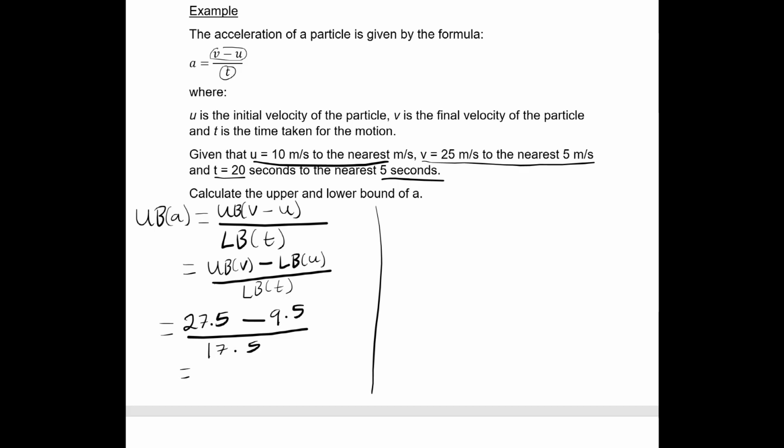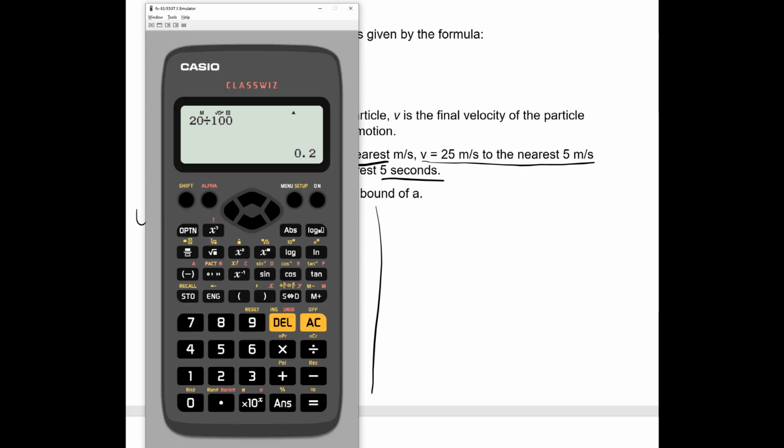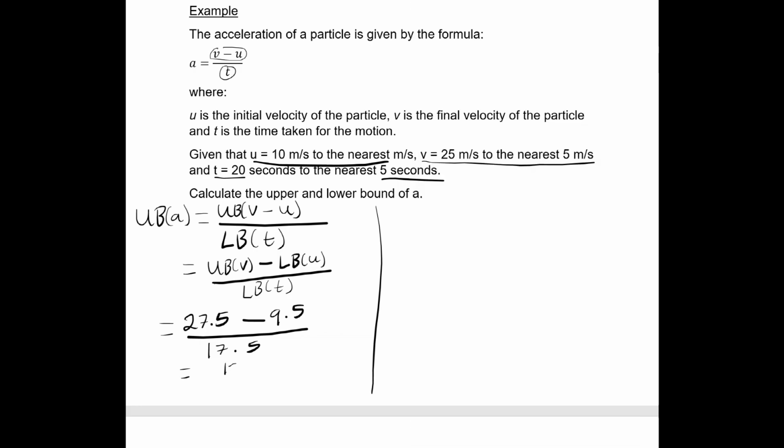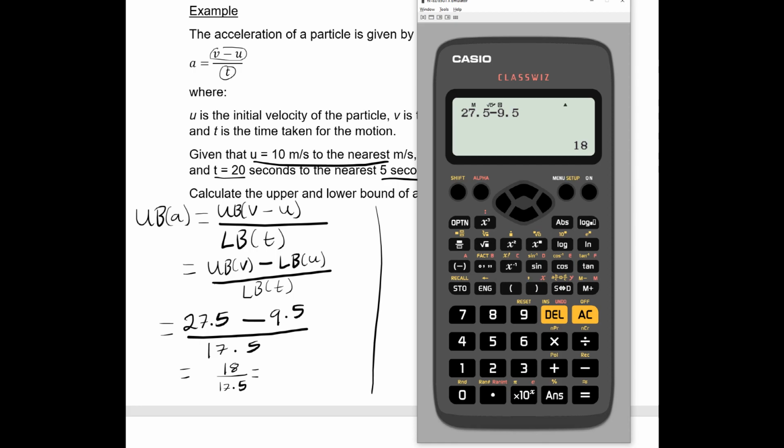So on the top, we have 27.5 take away 9.5, which is just 18, and on the bottom we have 17.5. So we need to type into our calculator 18 divided by 17.5.